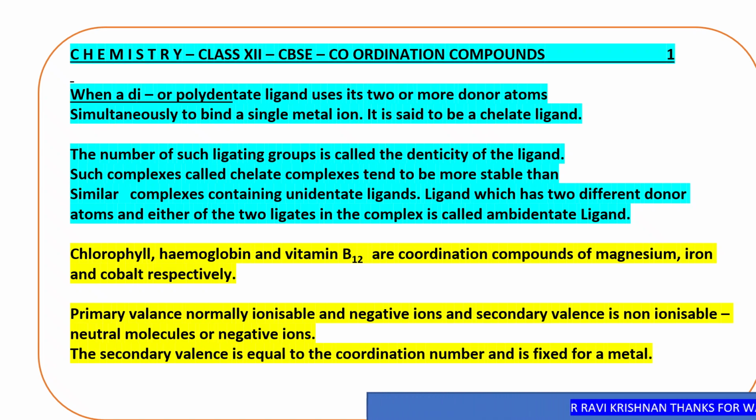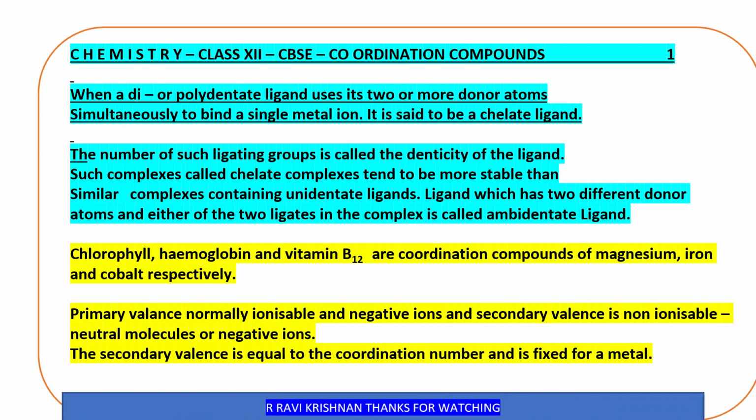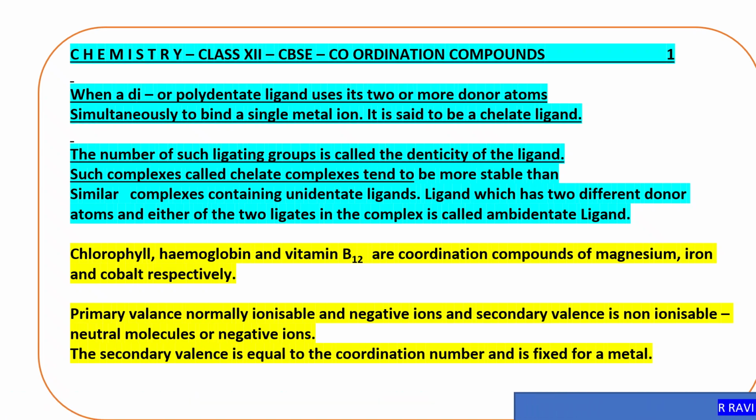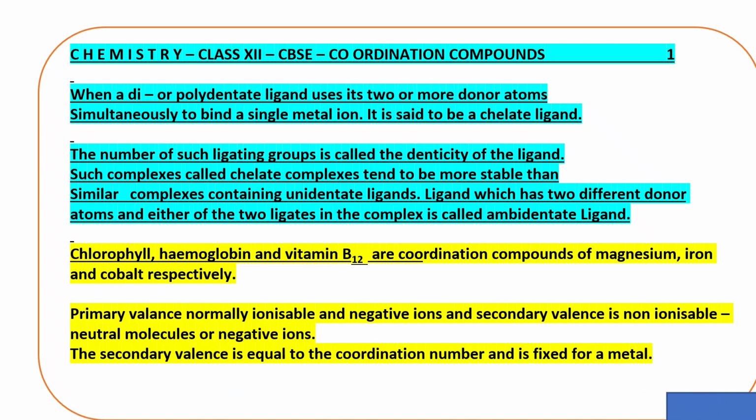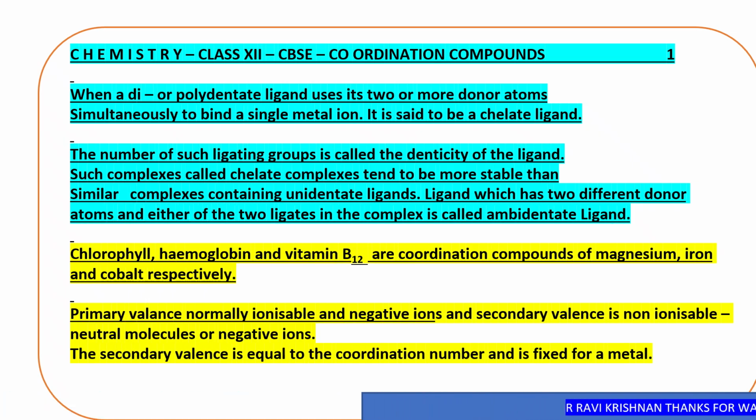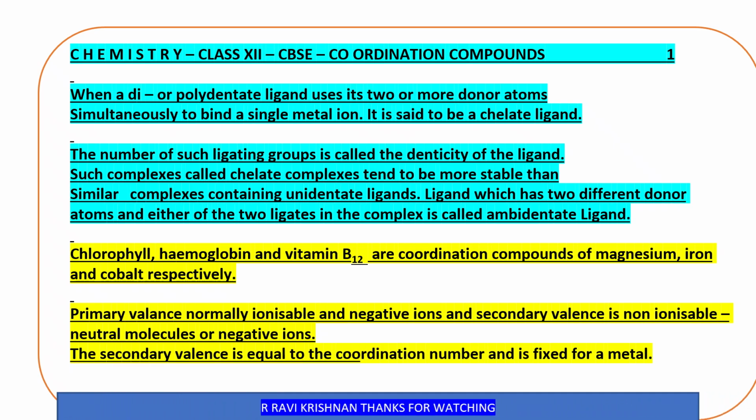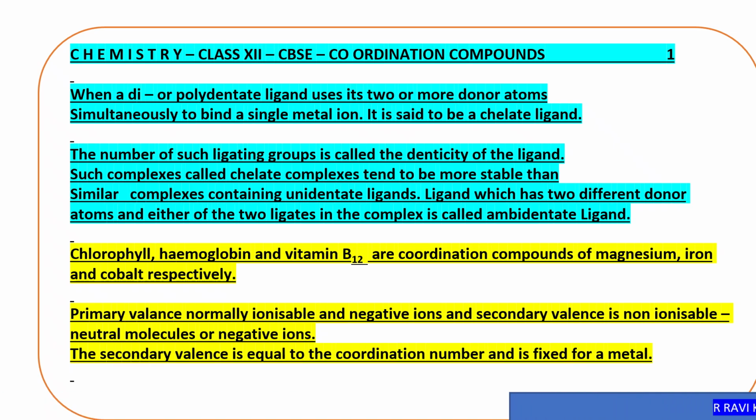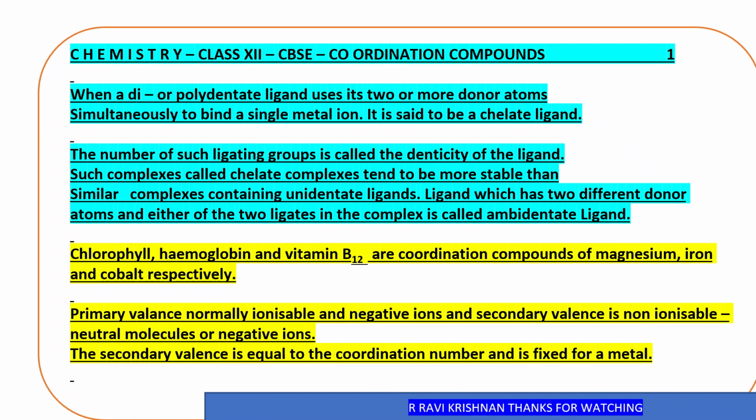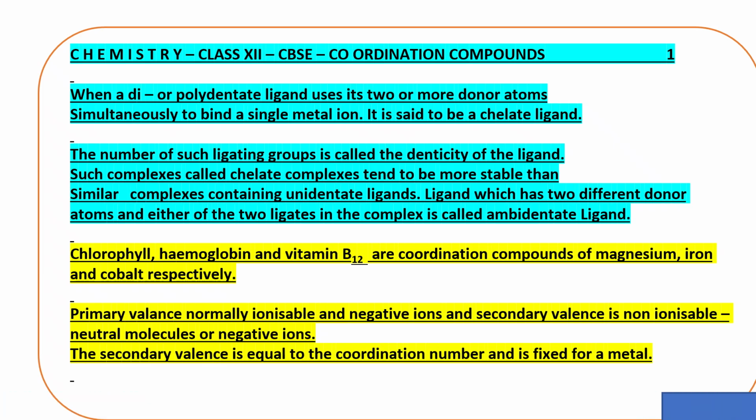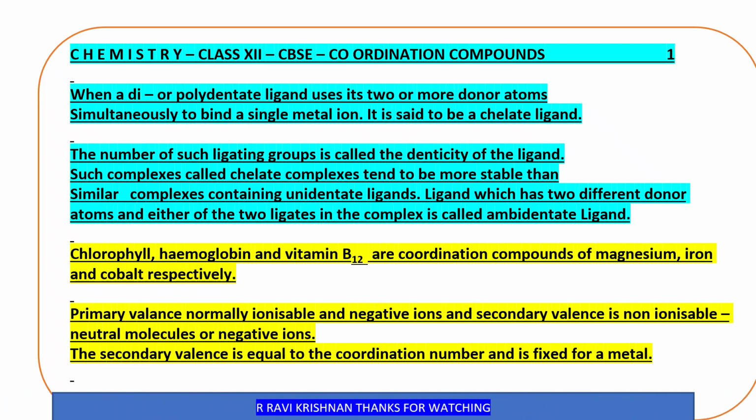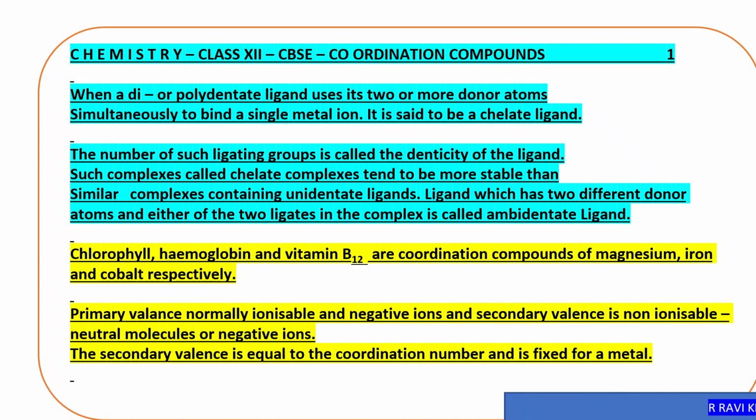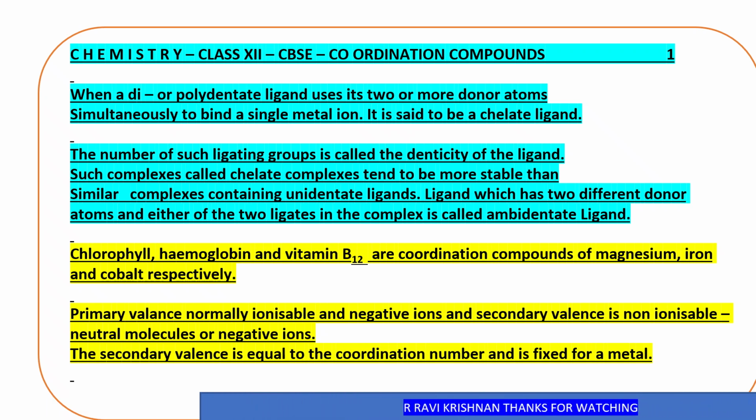Chemistry class 12th CBSE, coordination compounds. When a di- or polydentate ligand uses its two or more donor atoms simultaneously to bind a single metal ion, it is said to be a chelate ligand. The number of such ligating groups is called the denticity of the ligand. Such complexes, called chelate complexes, tend to be more stable than similar complexes containing unidentate ligands.